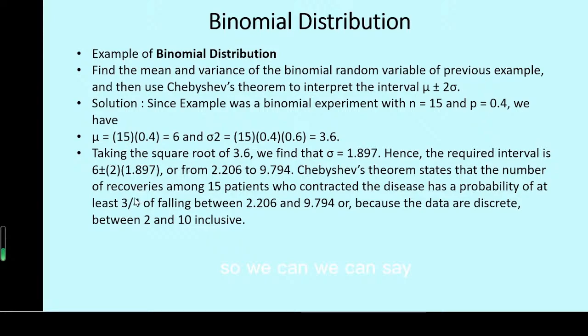So we can say in this case, the probability of the random variable x being between these two values is at least 3/4. And we take integer values because in this case x cannot be a real number. So we can say the probability of x between 2 and 10 is at least 3/4, following Chebyshev's theorem.